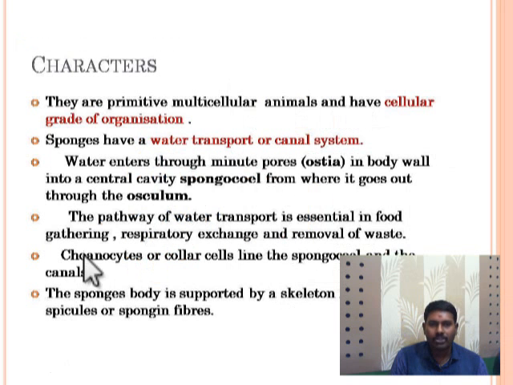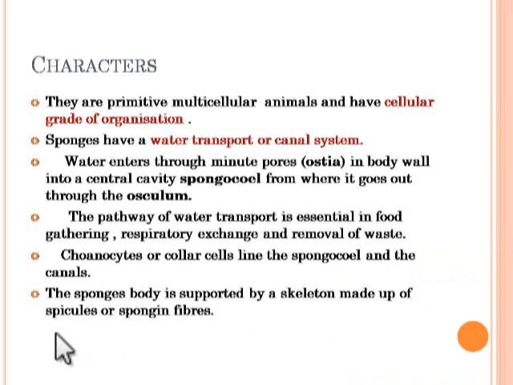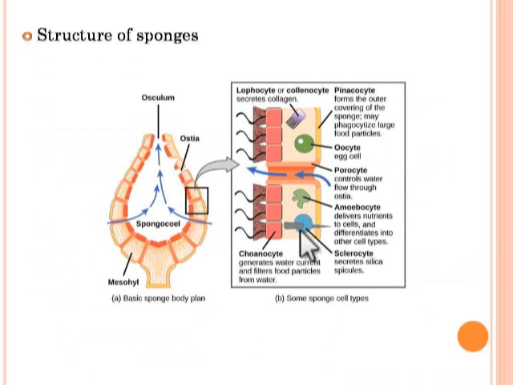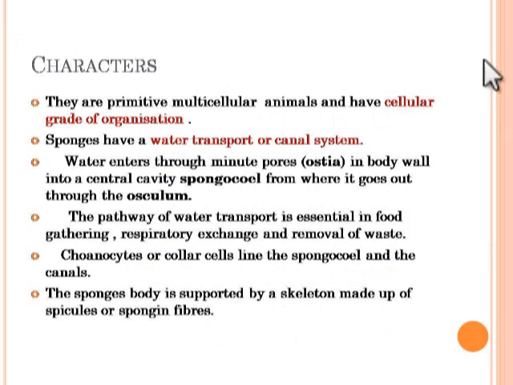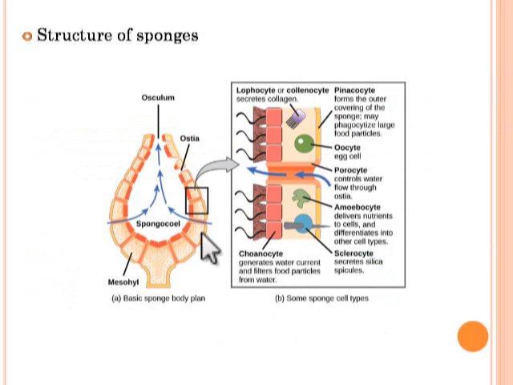And then the sponge's body is supported by a skeleton that is made up of spicules or spongin fibers. Here this is spicules. Here you can see the sharp bodies, those are spicules. These spicules are made up of silicon. Some of them are made up of calcium. That depends upon the individual. So these are the general characters, and this is the information we have seen about sponges.